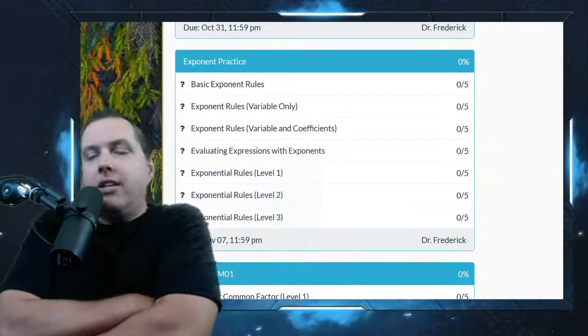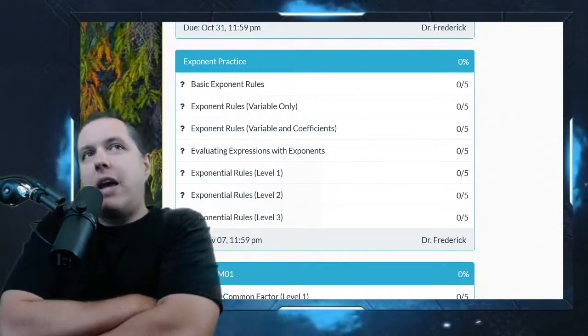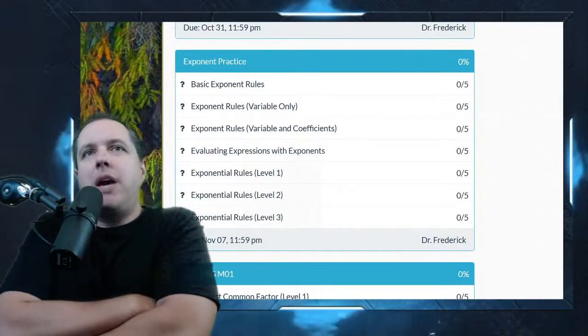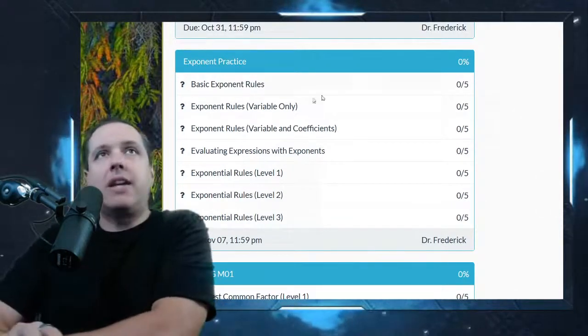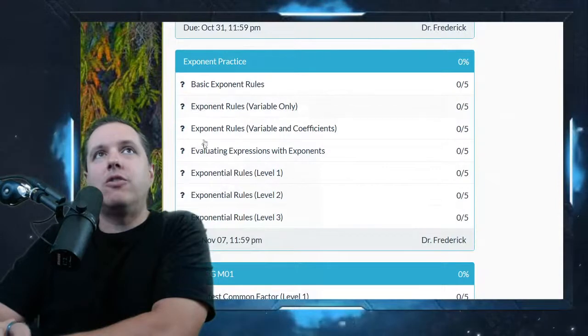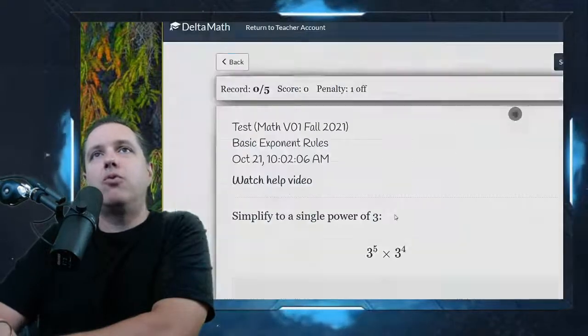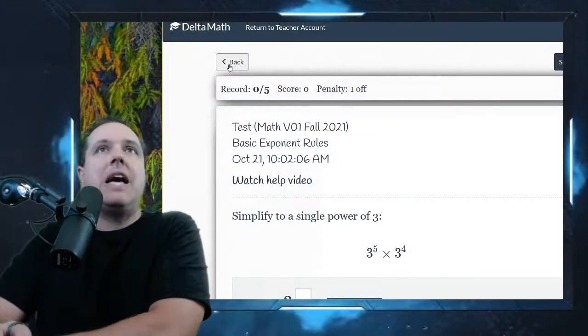We were talking about exponents last time, and remember I recognized that something was missing. Somehow I was missing an assignment for exponents, so some exponent practice has been created here. So we want to go through. You've got your basic rules of exponents, which we looked at last time.